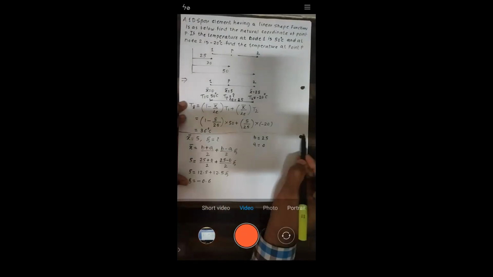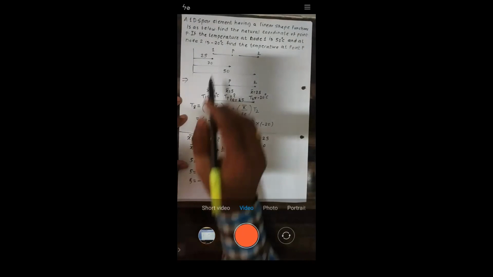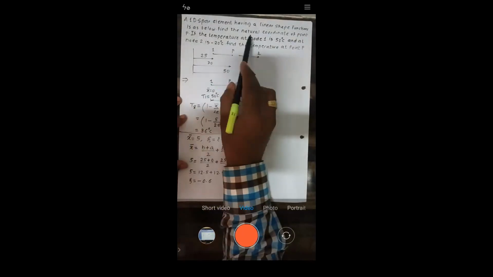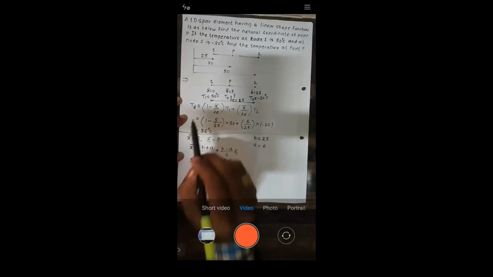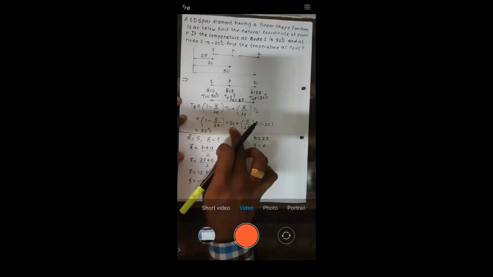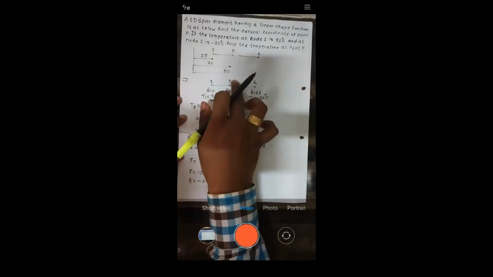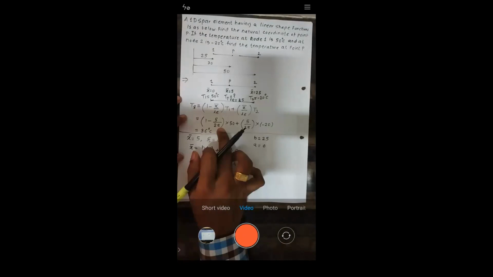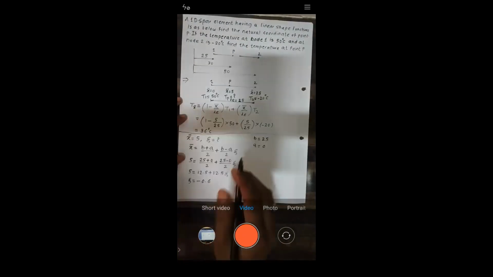So you know the value of zeta. What was asked? They asked what is the natural coordinate, so we have calculated that value of zeta. But similarly, we can calculate this temperature also by using the natural coordinate. We have calculated the temperature by using the local coordinate system. Similarly, we can calculate the shape functions by using the natural coordinate system. Yes or no? Can we calculate or not? Let me know.